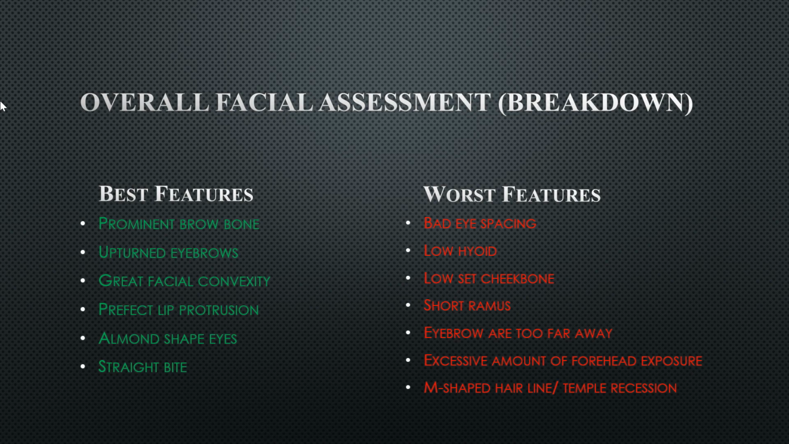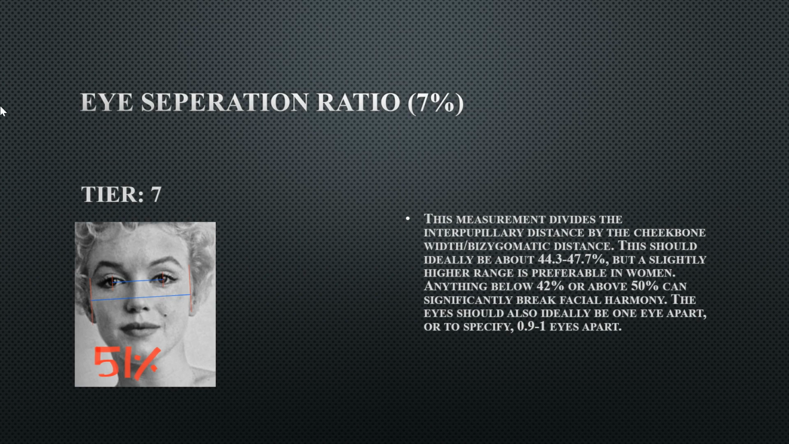Now, her best features are a prominent brow bone. She does have upturned eyebrows, great facial convexity, perfect lip protrusion, almond-shaped eyes, and she also has a perfect bite. Now, the first measurement is the eye separation ratio. I gave that a tier 7, and hers is 51%. Now, out of everybody that I've ever measured, this is probably the worst I've ever seen. If your eye spacing is this wide, it's going to make you look kind of alien-like.